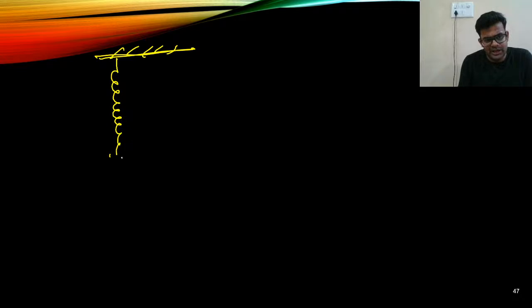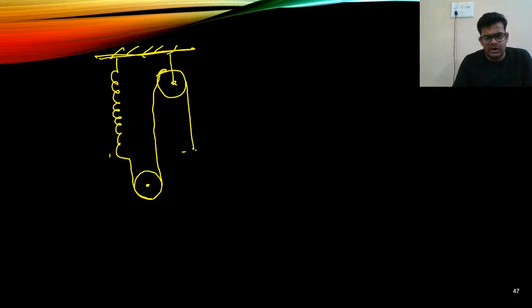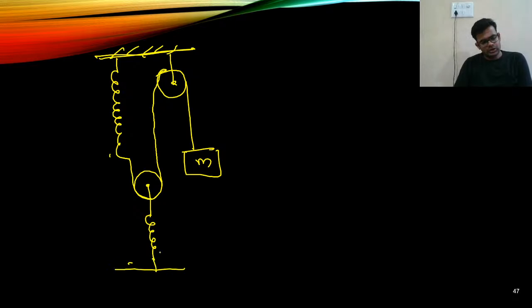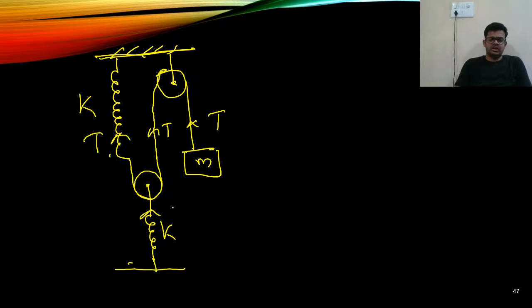Let's say I have a spring like this. It is connected with a pulley, and this is going like this. Now here is a block, and here I am drawing another spring. Let's say spring constant k, spring constant k. Let us draw the tension. Let's say the tension here is T, so here also tension T, and here also tension T. What will be the tension here? That will be 2T. How many springs are there? Two springs are there.